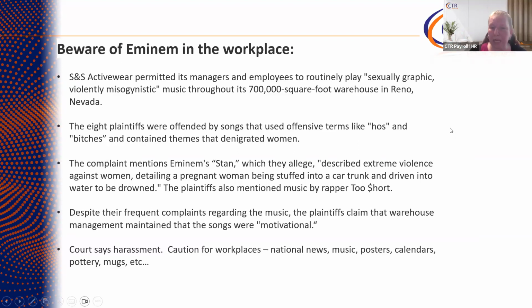This one I've talked about before, but it's a great case and a great reminder of what can be out there. This company allowed rap music by some famous folks to be played in their workplace. They had 8 women complain and say, hey, this music is denigrating to women. Shouldn't play it. It's awful, really inappropriate lyrics, etc. And the workplace said, no, we can play this music. It's motivational. Now, to a certain extent, I get what they're saying because it's got rhythm, it's got beat, whatever. Maybe it keeps me going while I'm doing mundane tasks in the workplace. But the court ultimately said, hey, no, that's not appropriate.